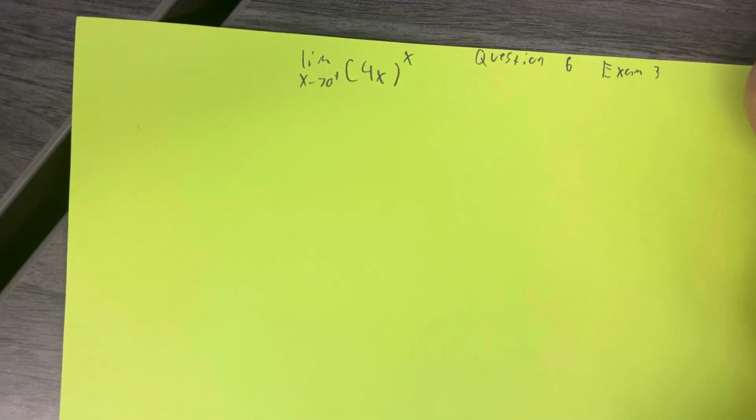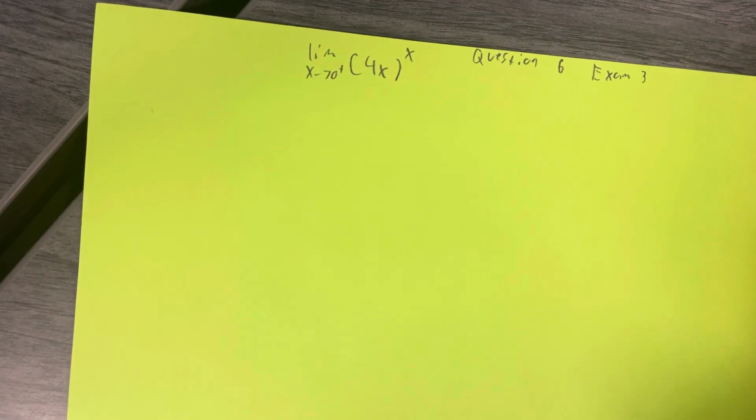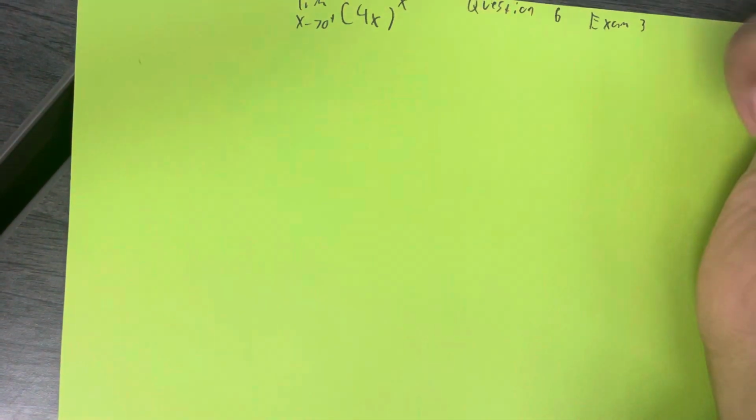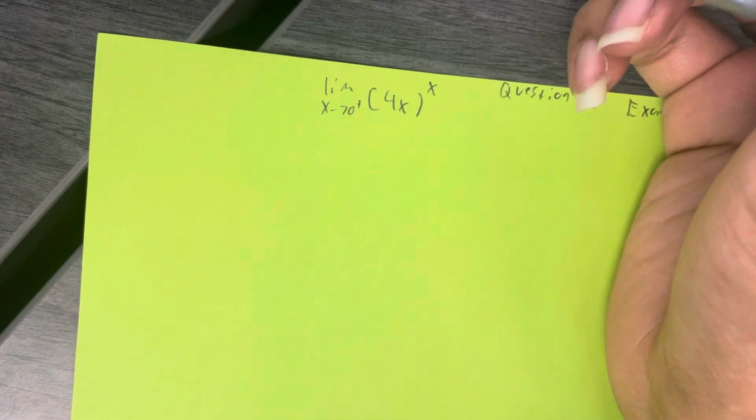Alright, today I'm going to be doing question 6, exam 3, and it says, evaluate the given limit using logarithmic and L'Hopital's rule. Hint, chain rule. So obvious, because you have 4x, you just times it by 4, but anyway, some people need the hint.